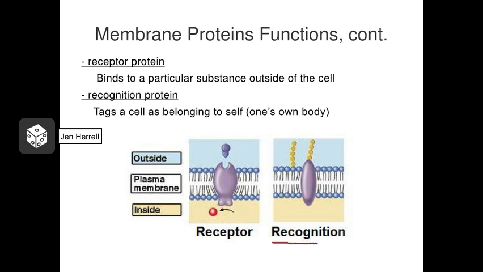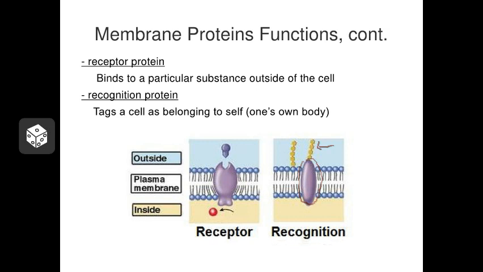Now, recognition proteins act as name tags for specific kinds of cells. Here you can see that it does consist of a protein. Sometimes it also has other little molecules attached to it, and we'll talk about that. But again, this serves as a name tag or identification for this particular cell.